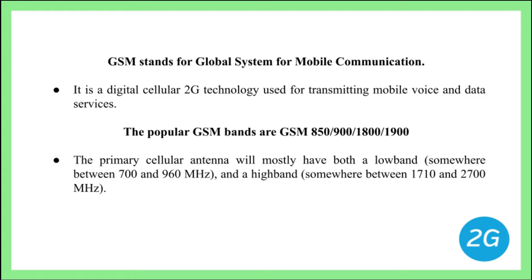The primary cellular antenna will mostly have both a low band somewhere between 700 and 960 MHz and a high band somewhere between 1710 and 2700 MHz.